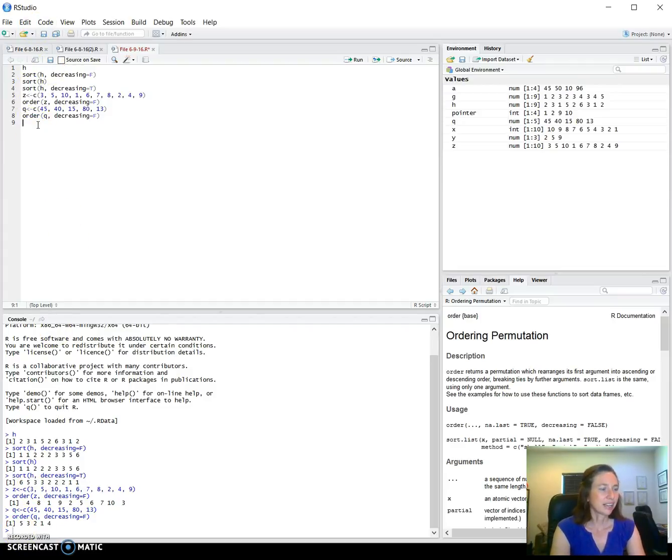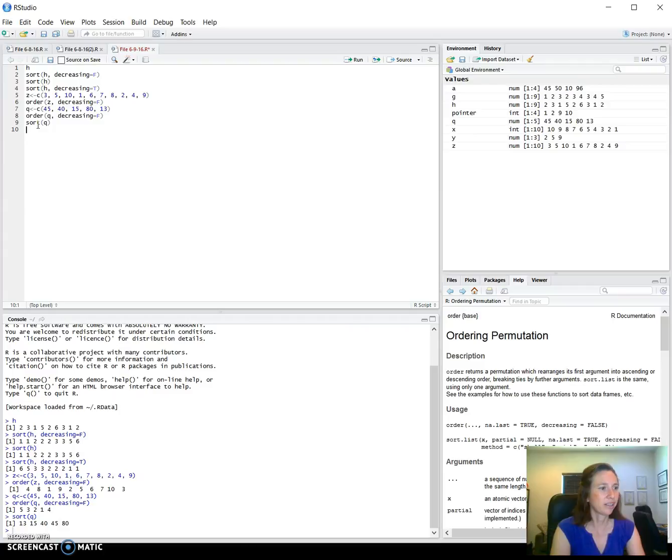So the next thing that I'll show is how this relates to sort. If we just plain sort Q, there we can see it goes in ascending order. Or if we want to, let's see if I can remember how to do this. All right, so we want to show Q, and then we're going to put in there the position. And since order gives us the positions in order, this should give us the same thing as sort.